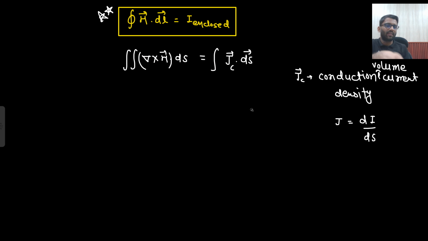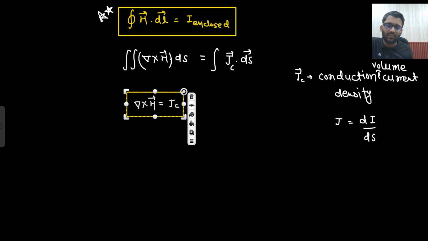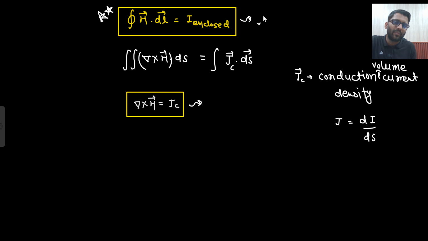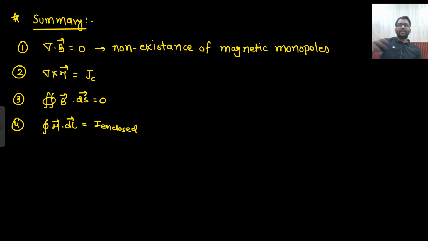So that's why di by ds, so Jc into ds. So from here what did you get to know? That del cross H is equal to Jc. So this is also one of the Maxwell equations, and what will you call it? Ampere's law. Okay. So let's see the summary.